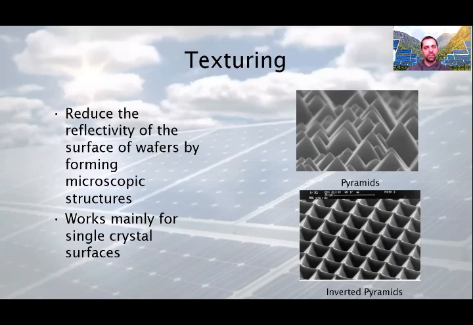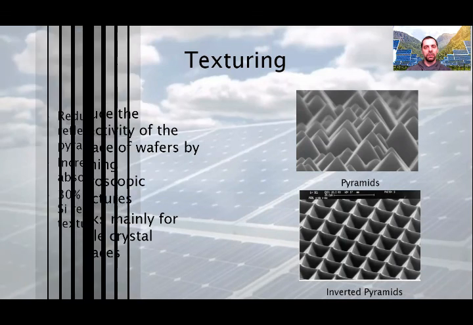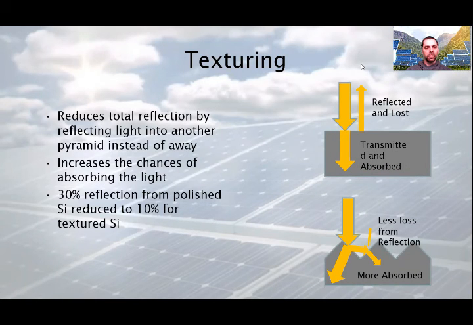Here you can see the texturing. Using it reduces the reflectivity of the surface of wafers by forming microscopic structures. It works mainly for single crystal surfaces. As you see, the pyramidal surface reduces total reflection by reflecting light into another pyramid instead of away. So it increases the chances of absorbing the light. Using it, the average 30% reflection from polished silicon is reduced to 10% from textured silicon.